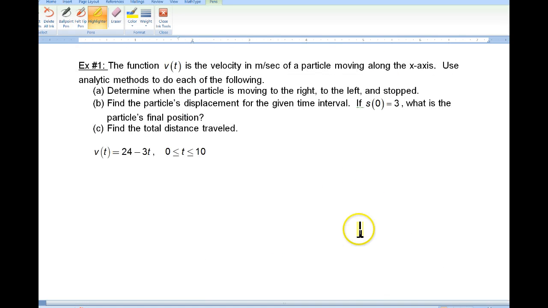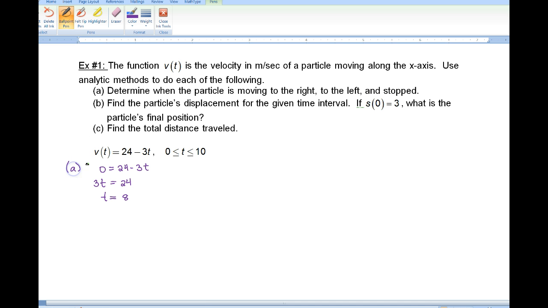All right, let's look at an example. We have velocity. v(t) is the velocity in meters per second of a particle moving along the x-axis. So we're going to, A, determine when the particle is moving right, left, and stopped. The first one has no calculus involved. What did I highlight, the very first thing? When v(t) is greater than 0. So I basically want to set this equal to 0 and solve for t. So I get t equals 8.